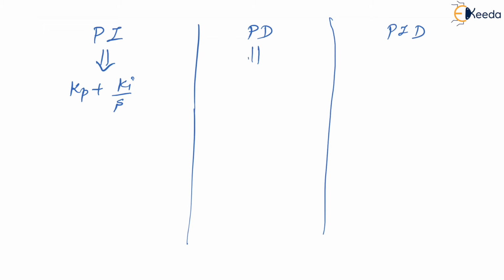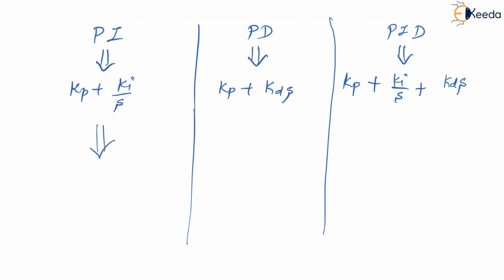Getting my point? Yes. Wherein this PI is nothing but Kp plus Ki by s. Similarly, this PD is nothing but Kp plus Kds, and this PID is nothing but Kp, which is proportional, plus integral Ki by s, plus derivative, that is Kds. Getting my point? Yes.